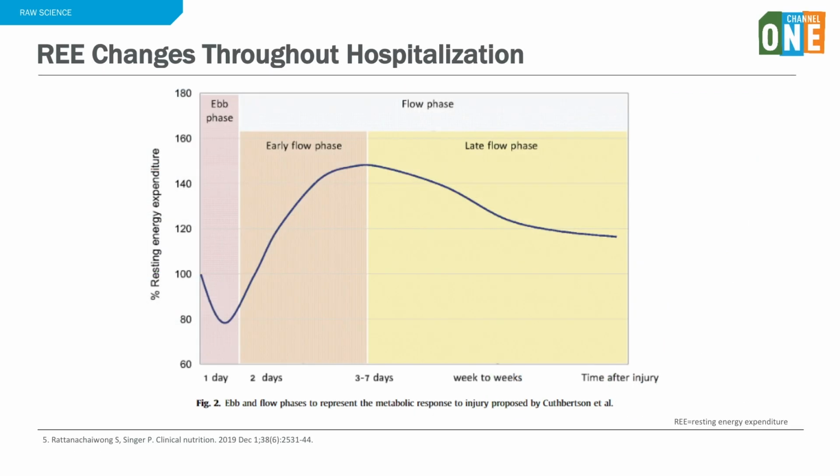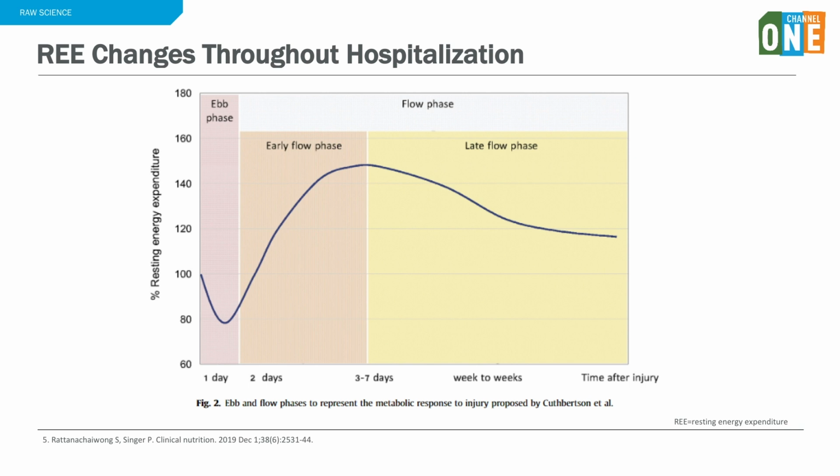Proposed by Cuthbertson et al., the ebb and early and late flow phases of critical illness depict a steep drop in REE during the first day of illness, followed by a climb to about 140% or 1.4 times REE. Late flow phases show a return to about 120% of REE during the weeks after injury. Overall, this graph shows that REE does not stay the same throughout hospitalization.